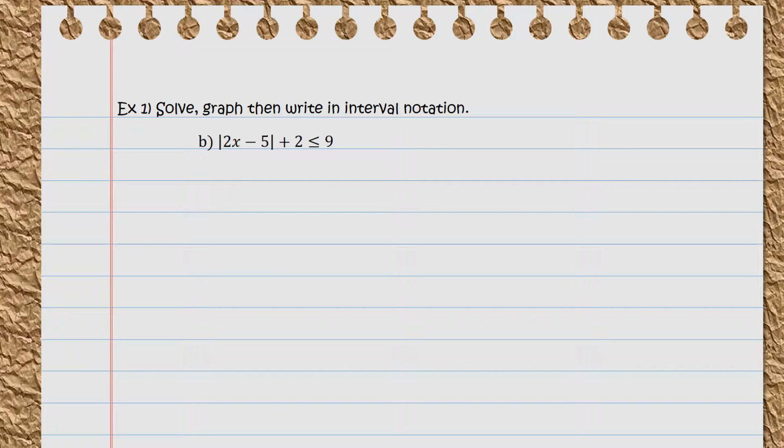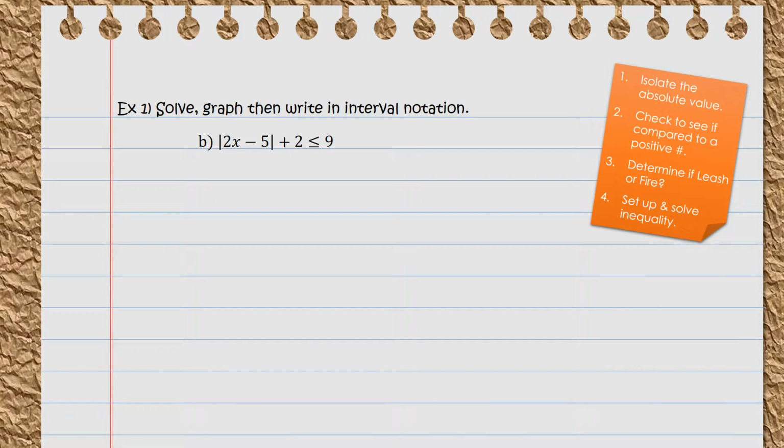Example 1b. Absolute value of 2x minus 5 plus 2 less than or equal to 9. Here's our steps. First, isolate the absolute value. So let's check. Here's the absolute value, but it's not by itself. So we need to subtract 2 on both sides, which leaves us with absolute value of 2x minus 5 is less than or equal to 7.